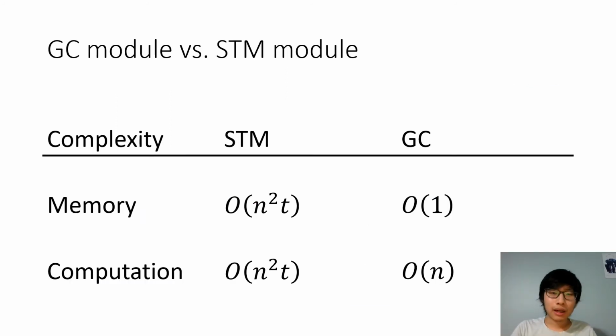So this table gives a comparison between the efficiency, both in terms of memory and computation, of the GC module and the STM module. And you can see that in both memory and computation, the GC module is substantially more efficient. And it's more efficient not only with respect to the temporal duration of the video, but also with respect to the spatial resolution of the video.